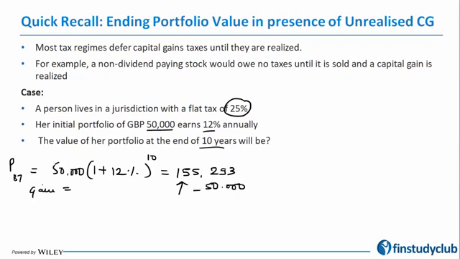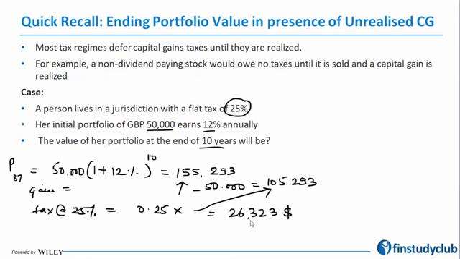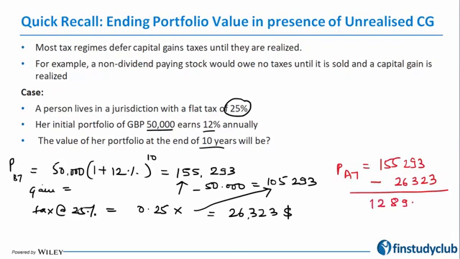Therefore the gain that you made is this number less 50,000, which is 105,293, and the tax you have to pay at the rate of 25% is 0.25 multiplied by this number, which is 26,323. Therefore the value of the portfolio after tax is 155,293 less 26,323, which is 128,970. I was getting 69.8, but I've rounded off to 970.